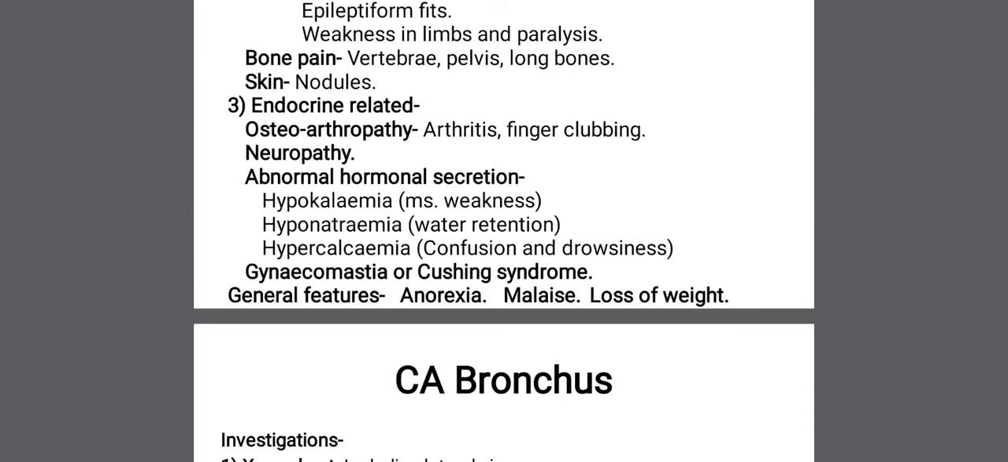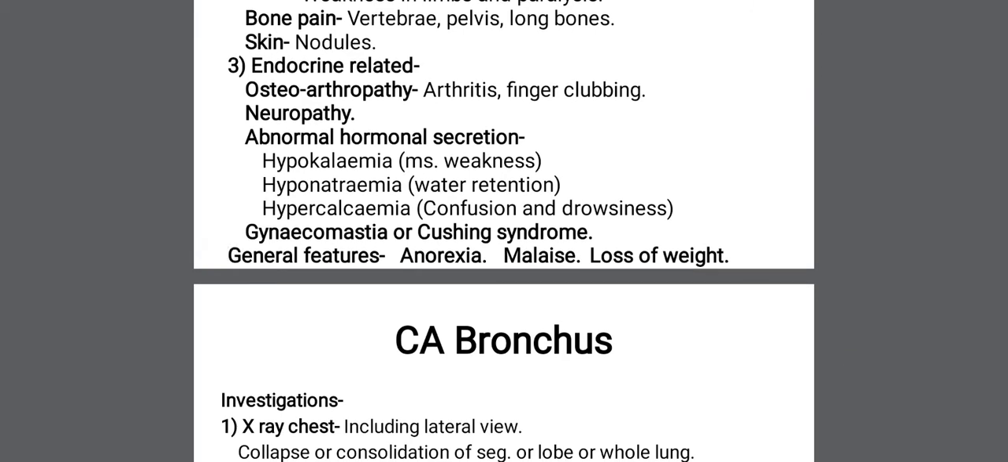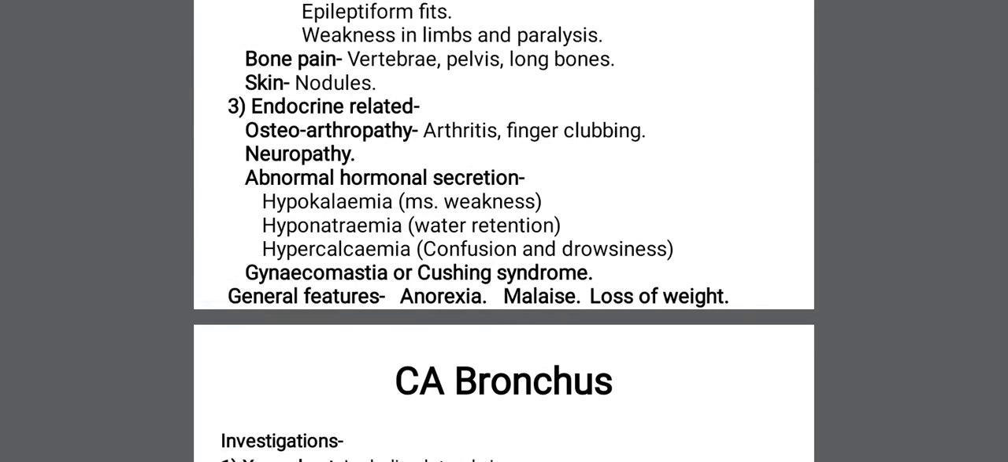and drowsiness. Some other symptoms like gynecomastia and Cushing's syndrome may also be present when the endocrine gland is involved. And general features like anorexia, malaise, or loss of weight are also present. So these are the clinical features of CA bronchus.